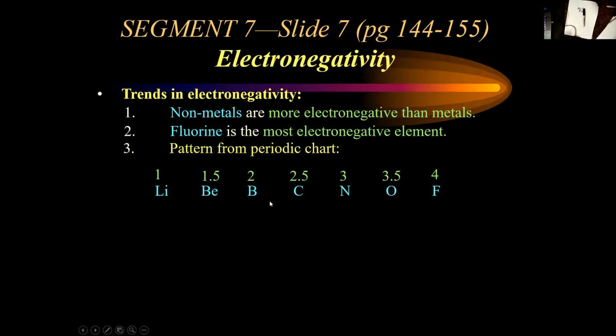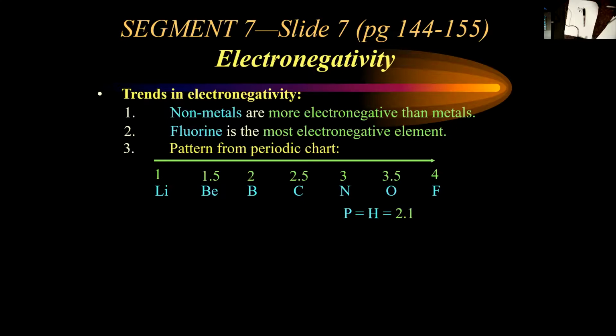Now those are the only ones we're going to worry about electronegativities for. We're not worried about electronegativities of transition metals or inner transition elements as well. Now, you do see a general trend, increase in electronegativity from the left to the right. That is true on every row on the periodic chart.